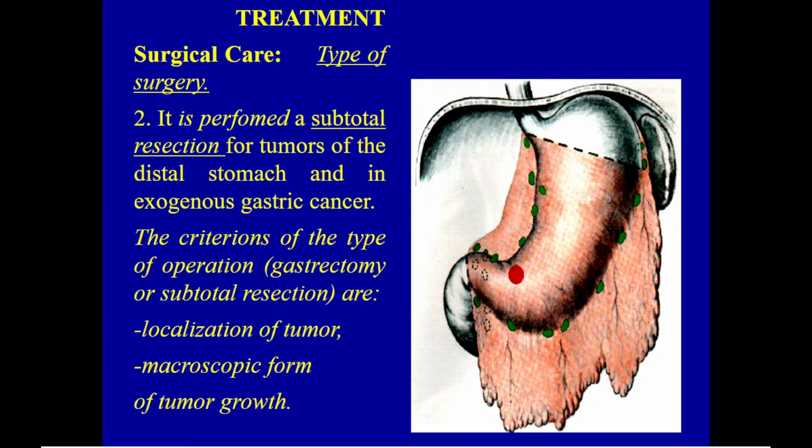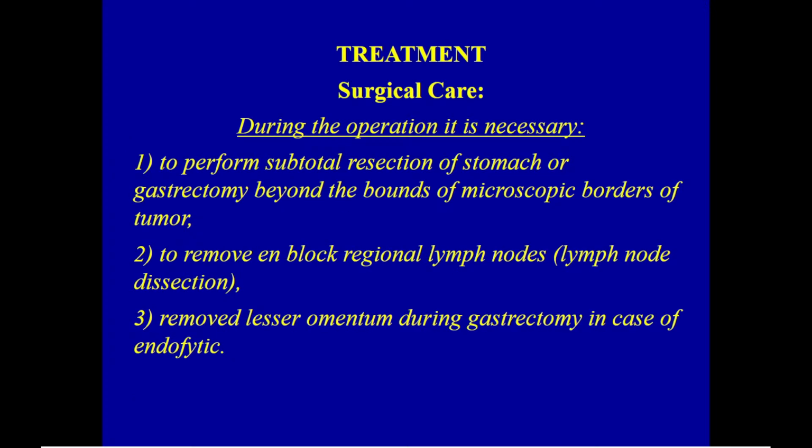The criteria of the type of operation, gastrectomy or subtotal resection, are localization of tumor and macroscopic form of tumor growth. For the tumor, subtotal resection with lymph dissection. During the operation, it is necessary to perform subtotal resection of stomach or gastrectomy beyond the bounds of microscopic borders of tumor, to remove in one block regional lymph node dissection, and remove the lesser omentum during gastrectomy.